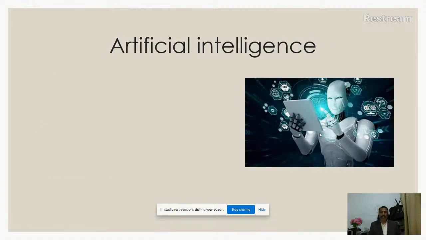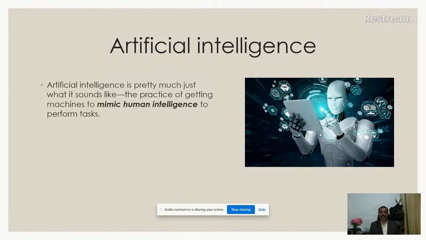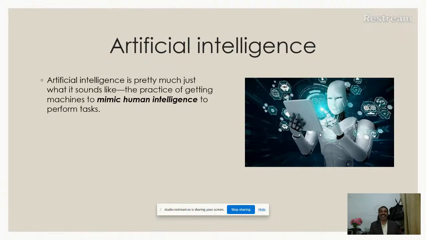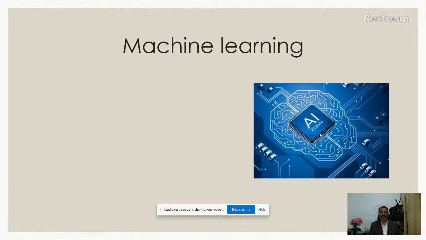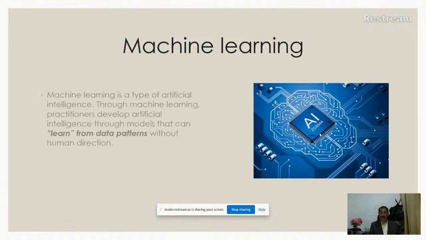It starts with artificial intelligence. As you know, artificial intelligence tries to mimic human intelligence and perform tasks. Possibly you might have used a voice assistant like Siri or Alexa, which uses artificial intelligence to respond to any of your queries. But it uses a lot of data to analyze patterns. In this regard, machine learning comes into the picture.